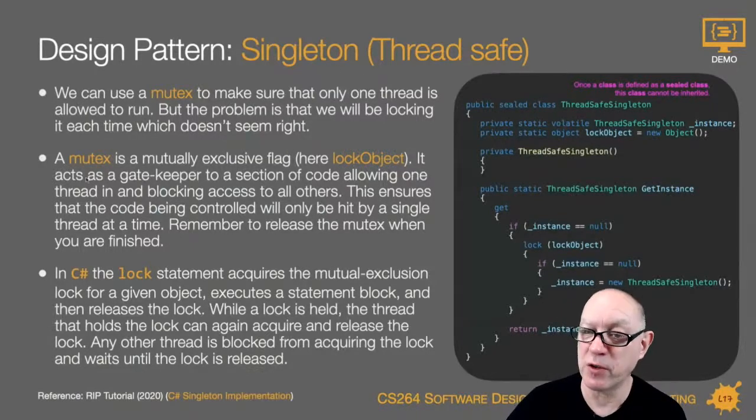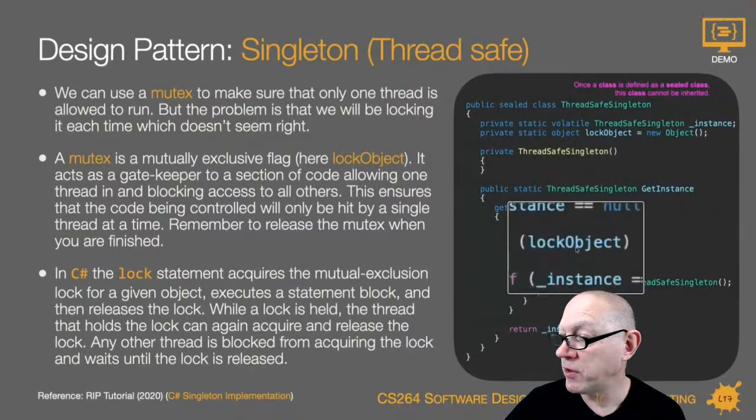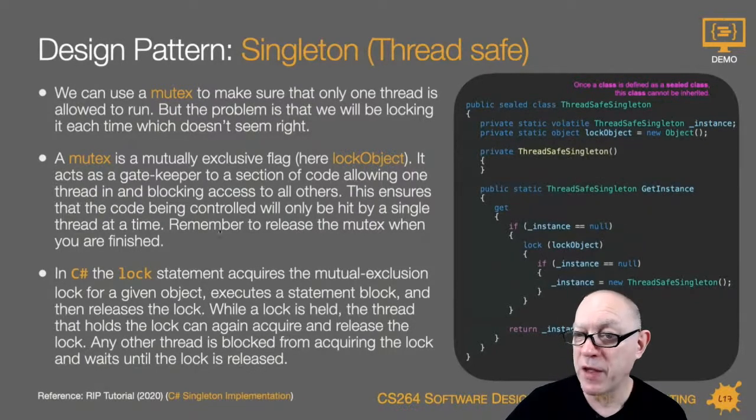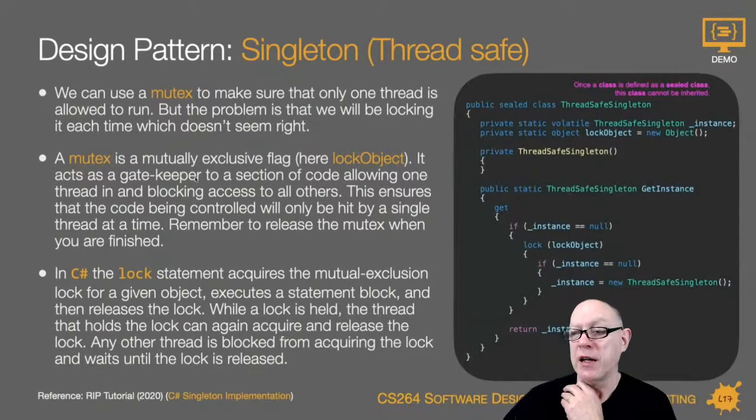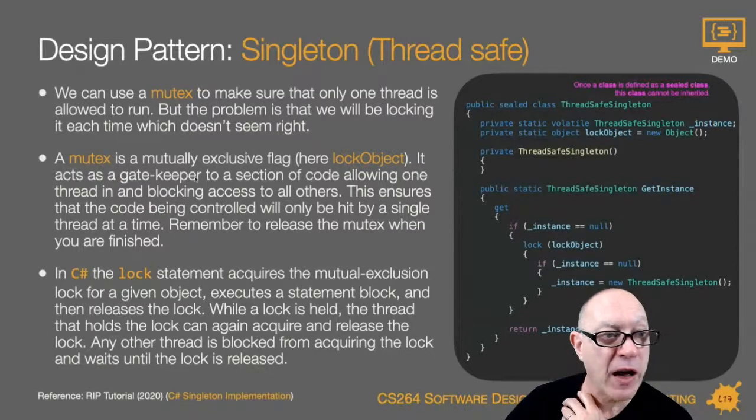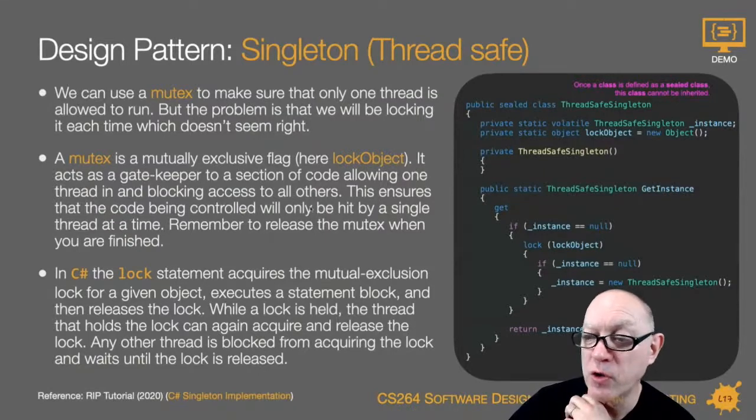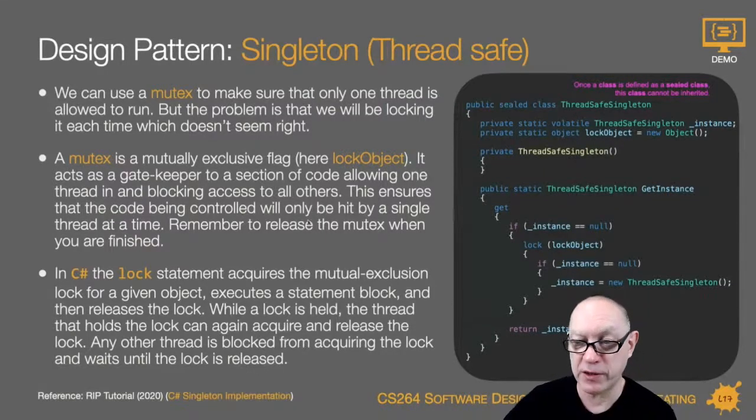Doesn't seem right, okay? So just if you haven't done this work before, a mutex is a mutually exclusive flag. And in this example here, there's one called lock object. And that acts as a kind of gatekeeper to a section of code. And it allows one thread in and blocks access to all others until it's released. Okay. So this ensures that the code being controlled will only be hit by a single thread at a time. You have to release the mutex when you're finished as well. Okay, it's probably a good idea to do that.